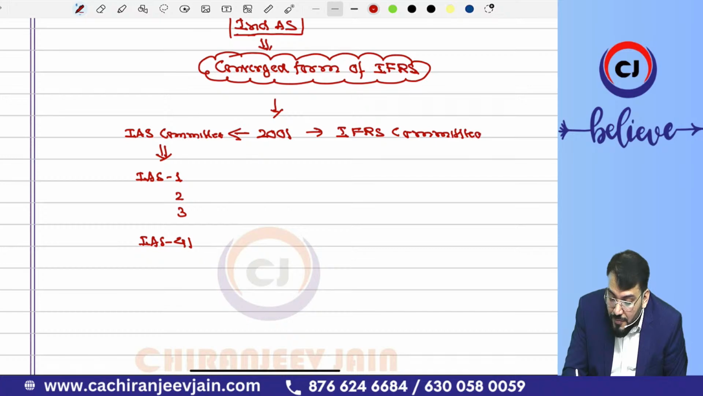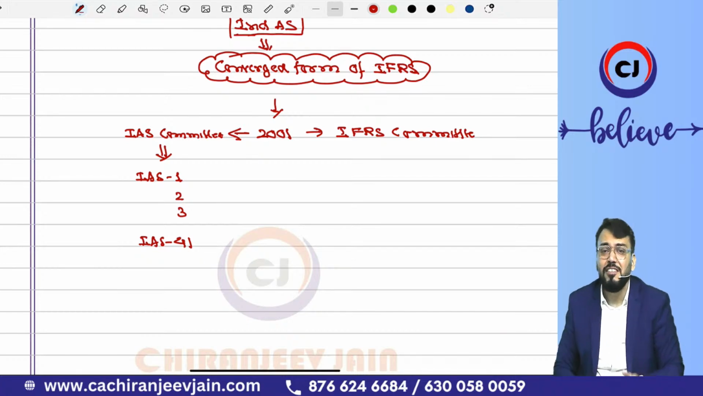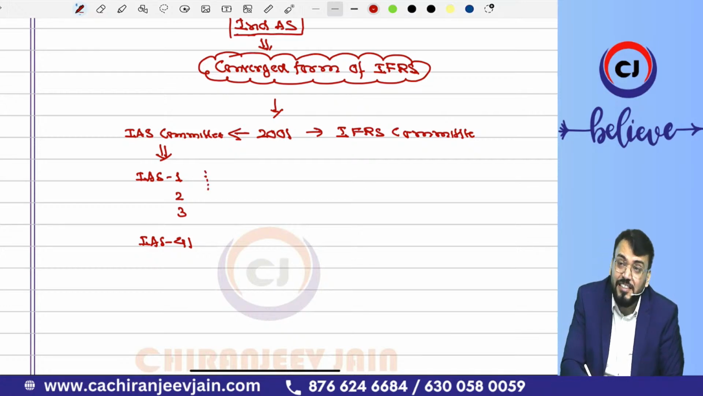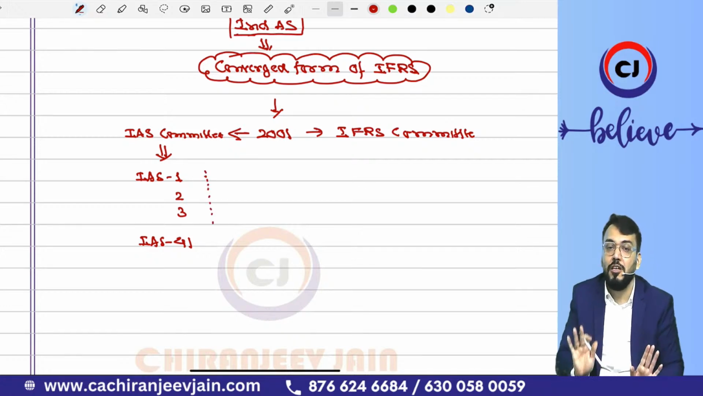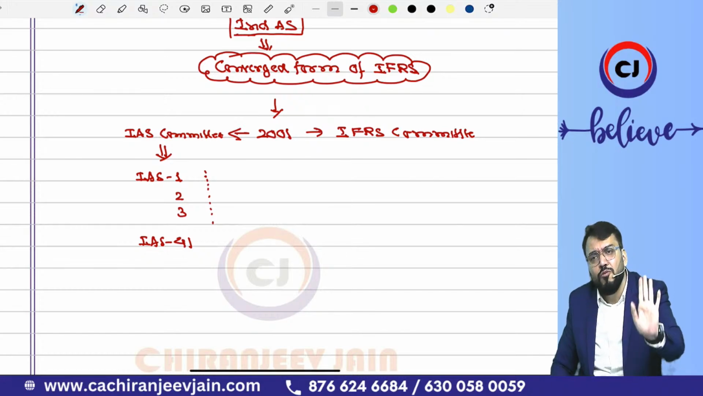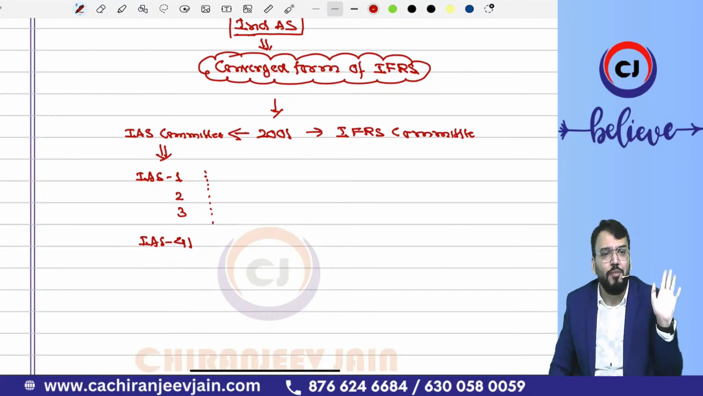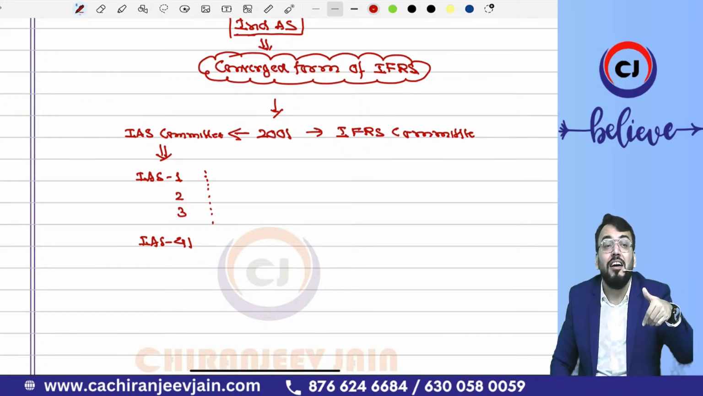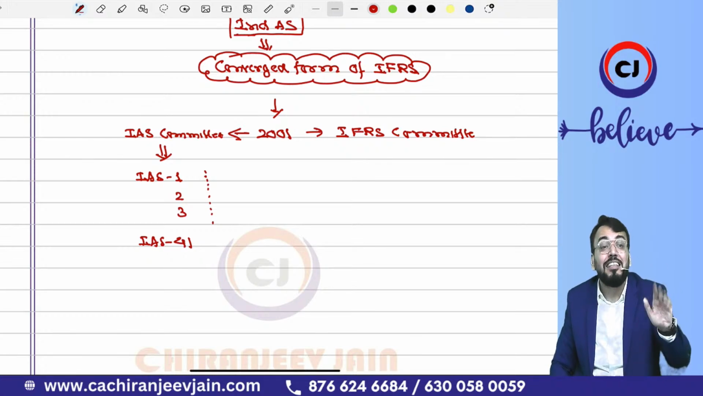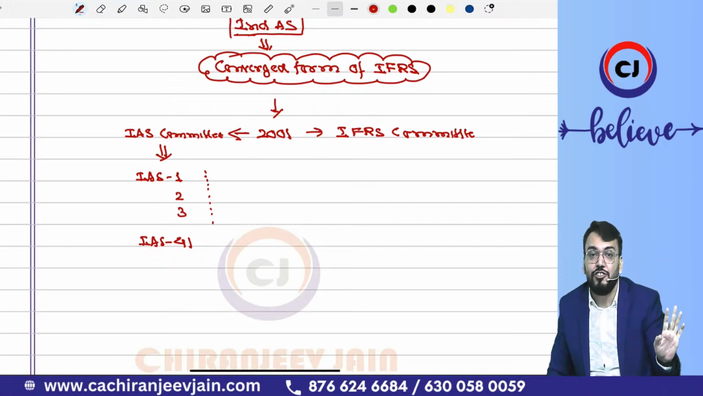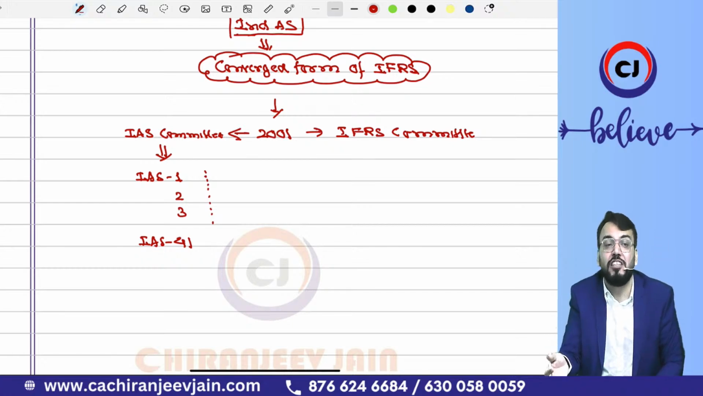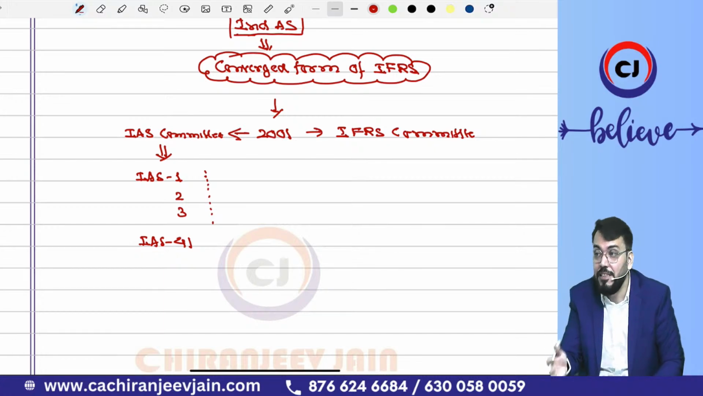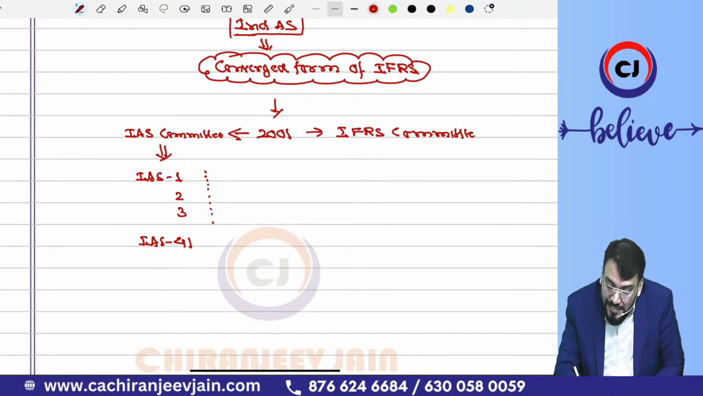Got this point? Have you understood? But this IFRS committee has not changed the international accounting standards which were already issued. They said whatever is already issued, we'll call it IS 1 to IS 41 only. They have not changed the number or the title of those international accounting standards. Whatever new accounting standards were issued by the IFRS committee after 2001, they started giving a different number as what?